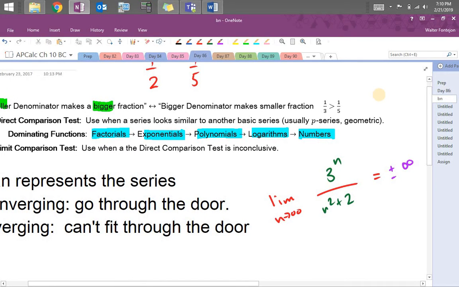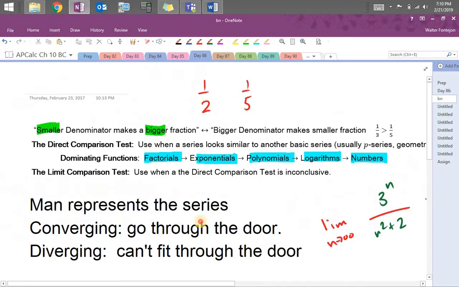If you're not sure, try to look for a different limit rule to figure this out. Okay? So if you notice, factorials always dominate everything else. That's the fastest growing function. Exponential is next, then polynomials, then logarithms, then numbers. There's more functions we could put in here, but these are the ones that are the most used.